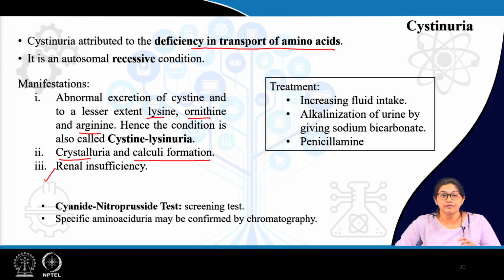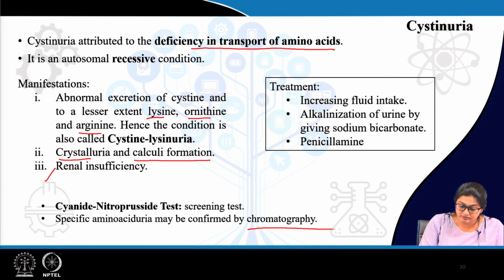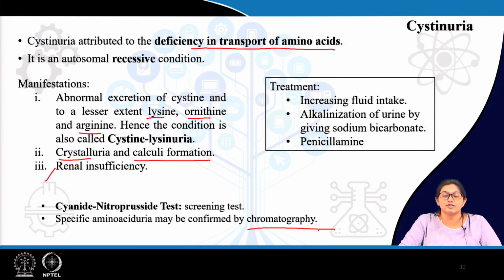Once again, the screening is cyanide nitroprusside test. If you remember, nitroprusside forms red color in presence of cysteine, but the specific amino acid present in urine, whether that is cystine or lysine or ornithine or arginine, can be detected by chromatography. So, what is the treatment?